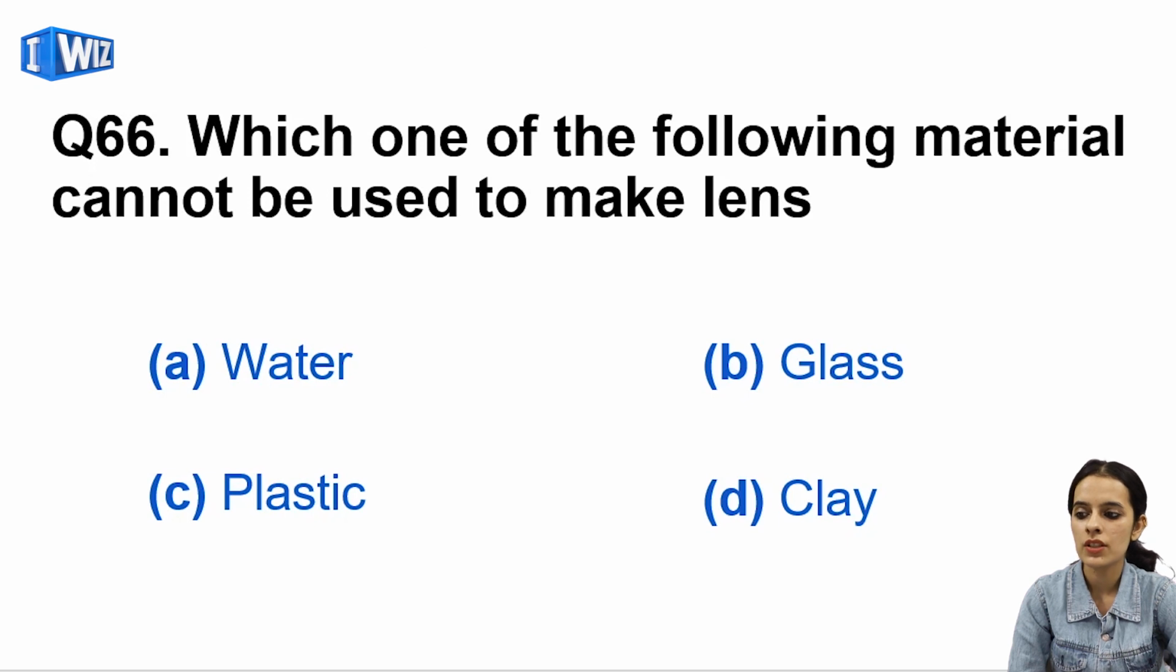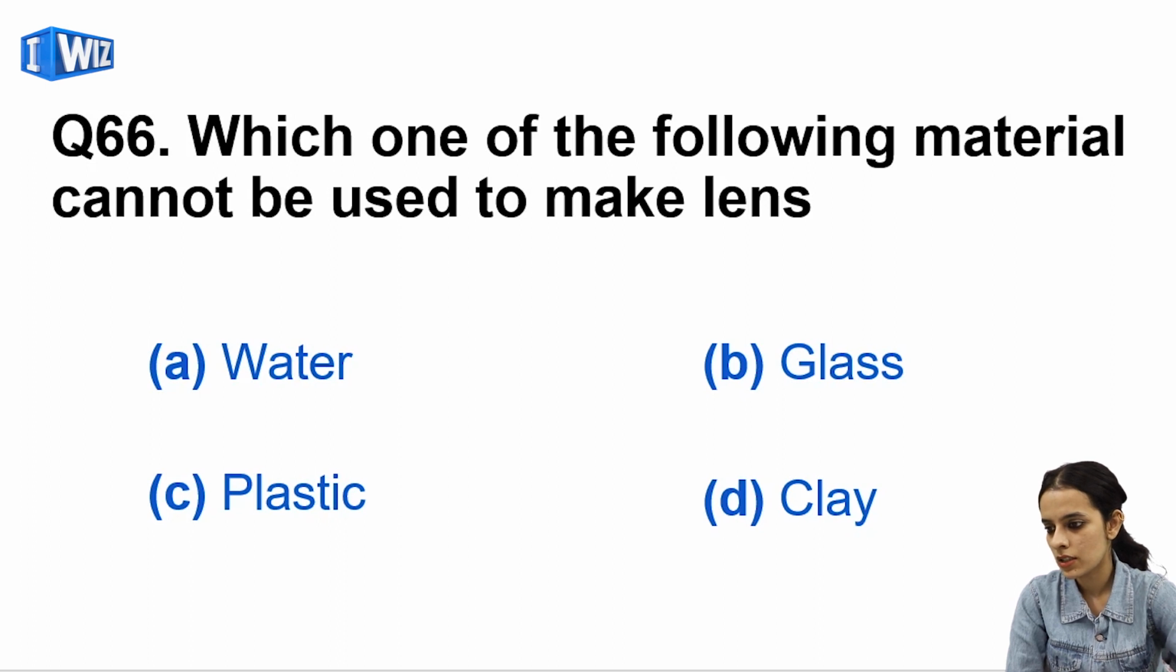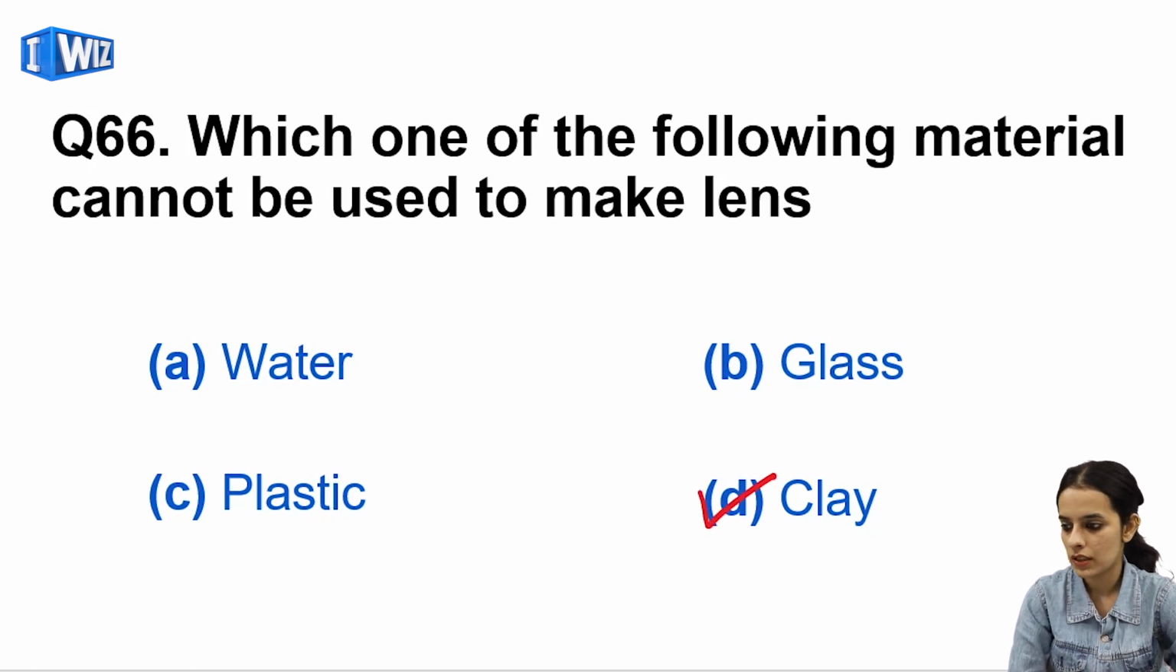Which of the following materials cannot be used to make a lens? For making a lens, a transparent medium is needed. So from all of these four options, clay is the right one because clay is not a transparent material.